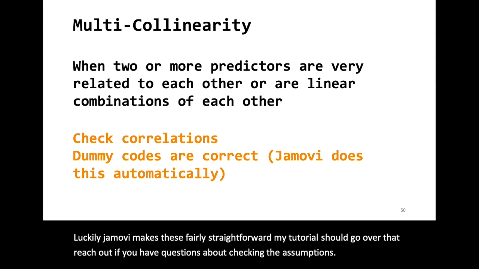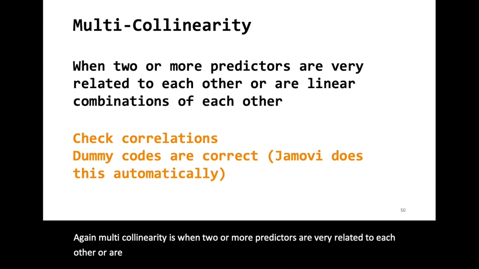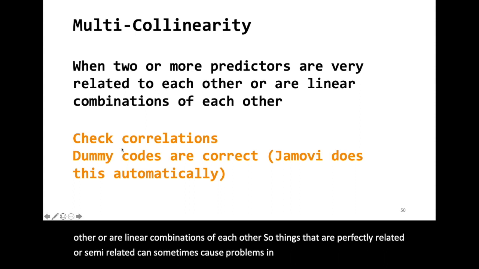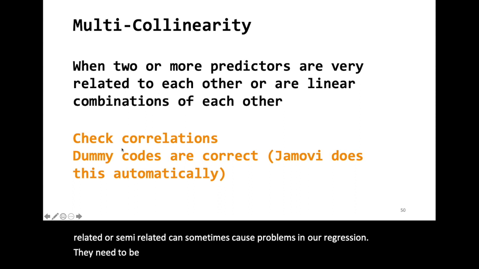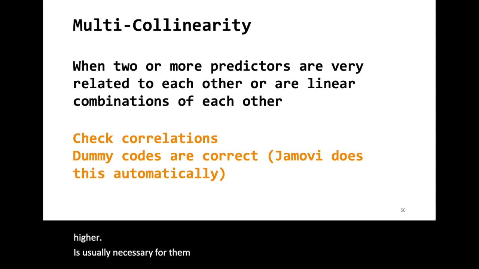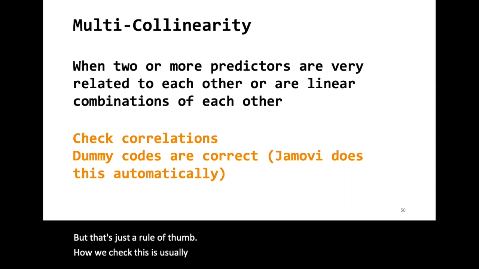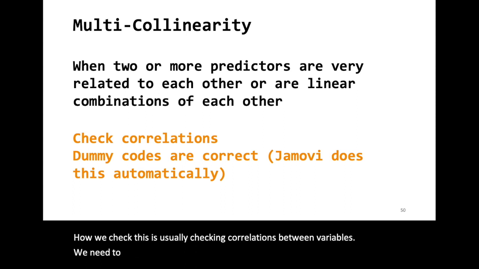Again, multi-collinearity is when two or more predictors are very related to each other or are linear combinations of each other. So things that are perfectly related or semi-related can sometimes cause problems in a regression. They need to be pretty correlated for it to happen, like an R value of 0.6 or higher is usually necessary for them to really start to cause problems. But that's just a rule of thumb. How we check this is usually checking correlations between variables. And we need to make sure dummy codes are correct. We don't even talk about that in this class because Jamovi does it automatically.